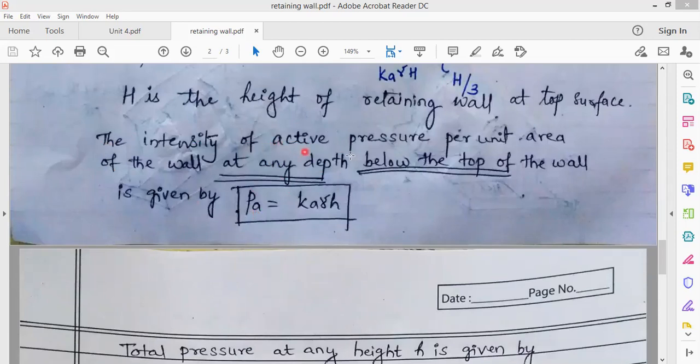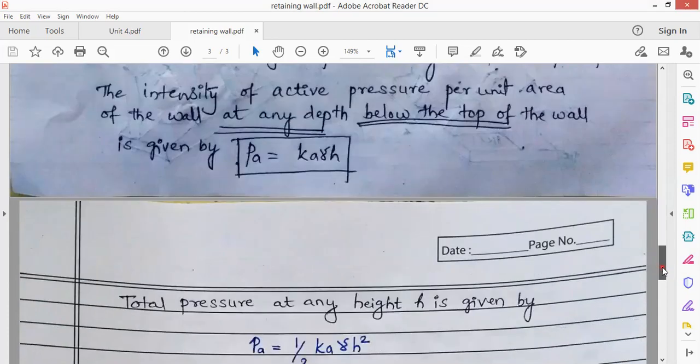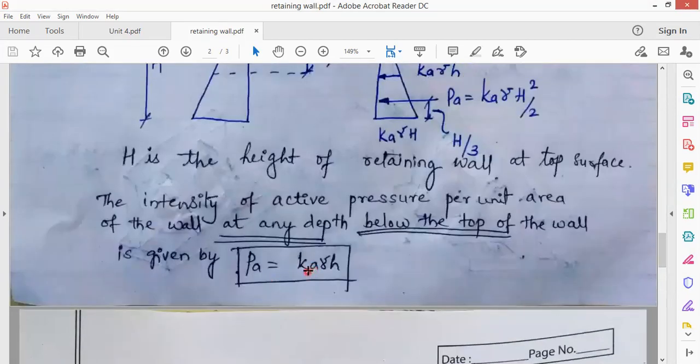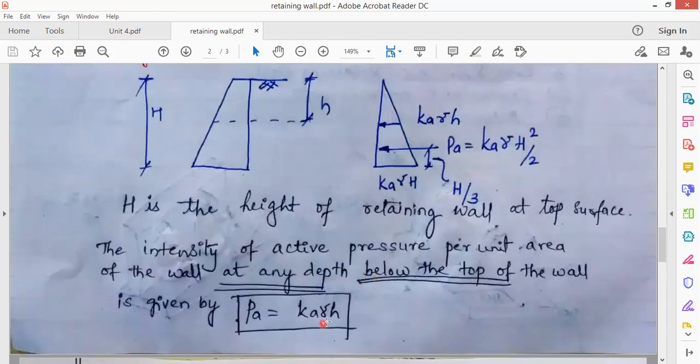So the intensity of the earth pressure per unit area of the wall at any depth below the top of the wall is given by Pa, that is the pressure at a certain height, small h. So it will be Ka into gamma into h, right? That will be Ka gamma h at a particular height. And when I want to calculate it for the complete height, it will be Ka into gamma into capital H.